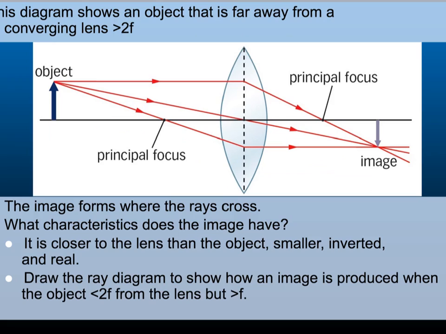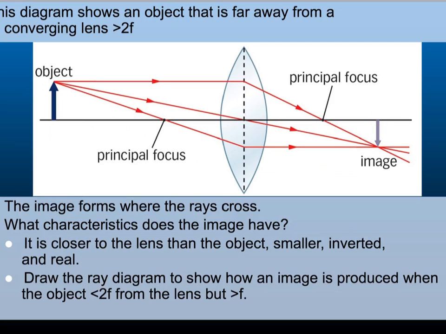The characteristics of the image produced depend on whereabouts the object is in relation to the principal focus. Now the principal focus is here and here, the point at which the light rays cross the principal axis. So in this diagram, our object is quite far away from the lens. It is more than 2 times the principal focus away. Now the image forms where the rays of light cross.